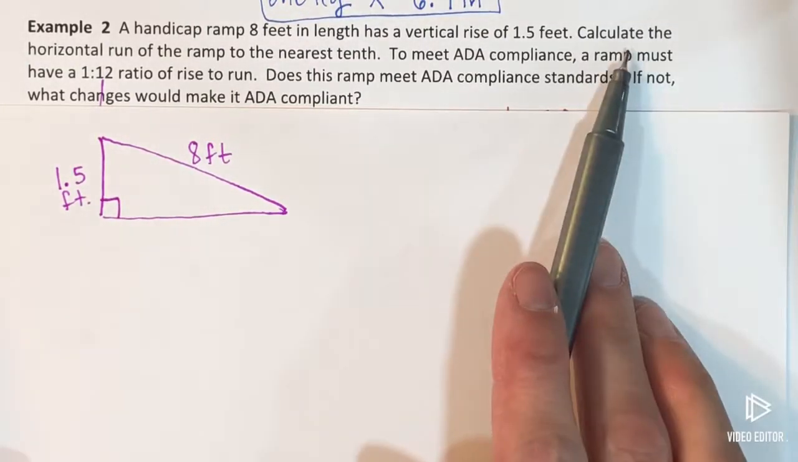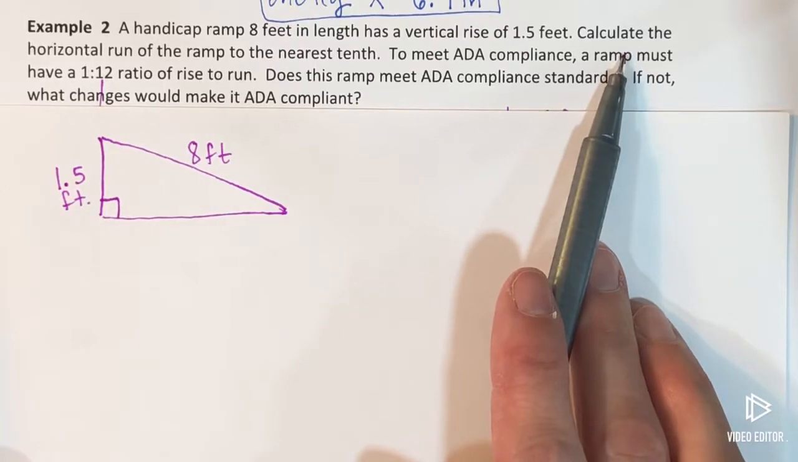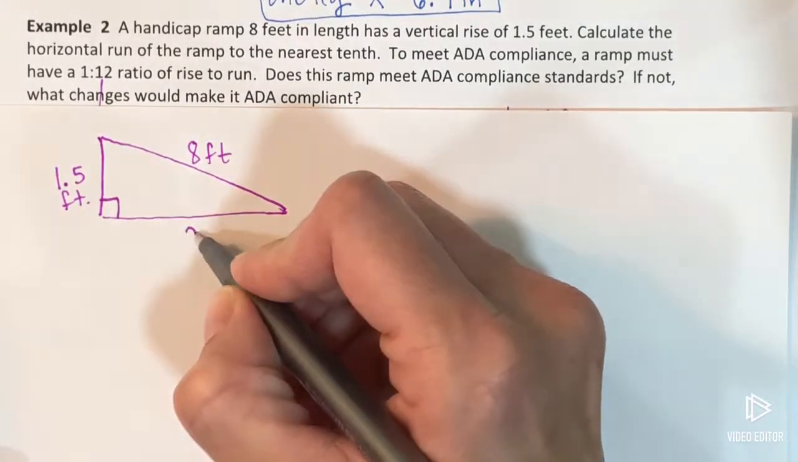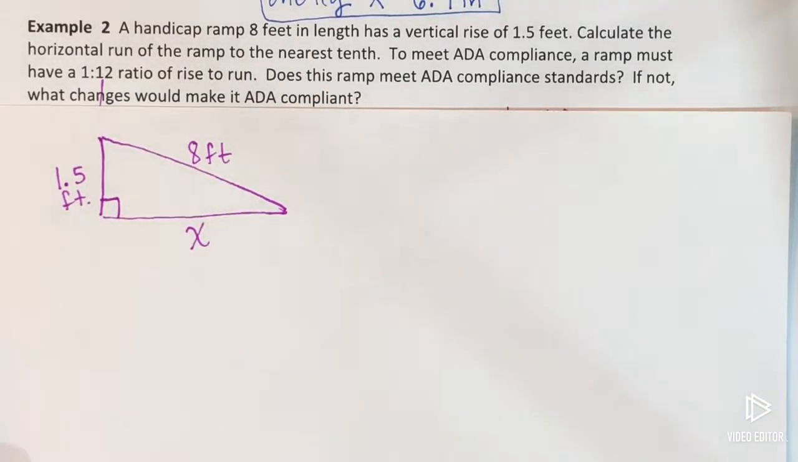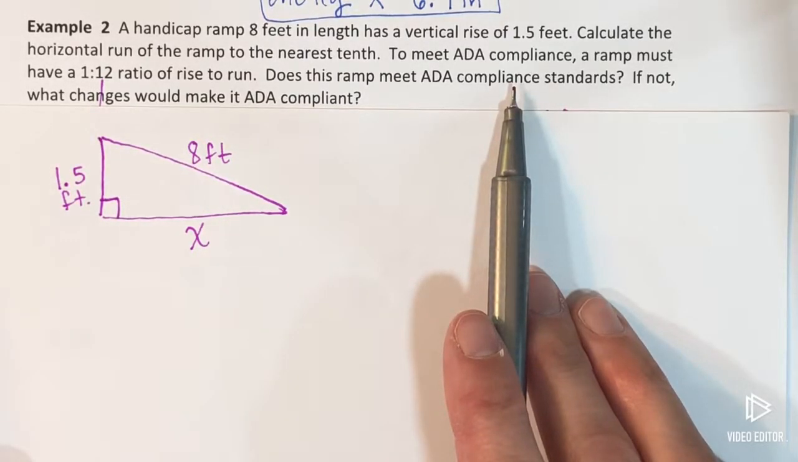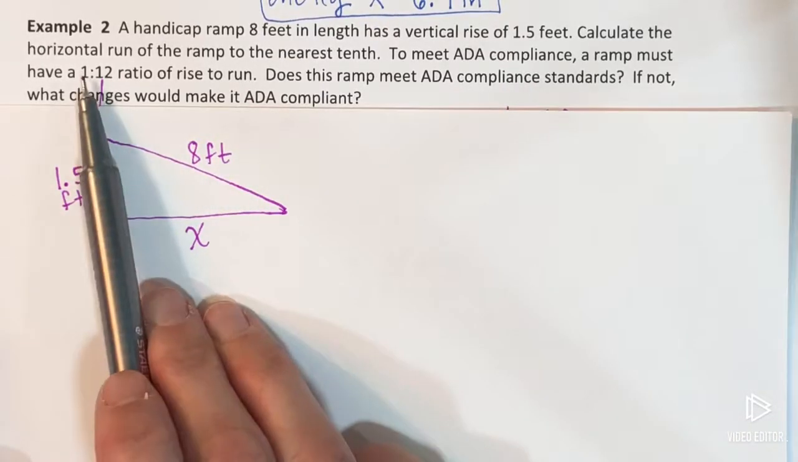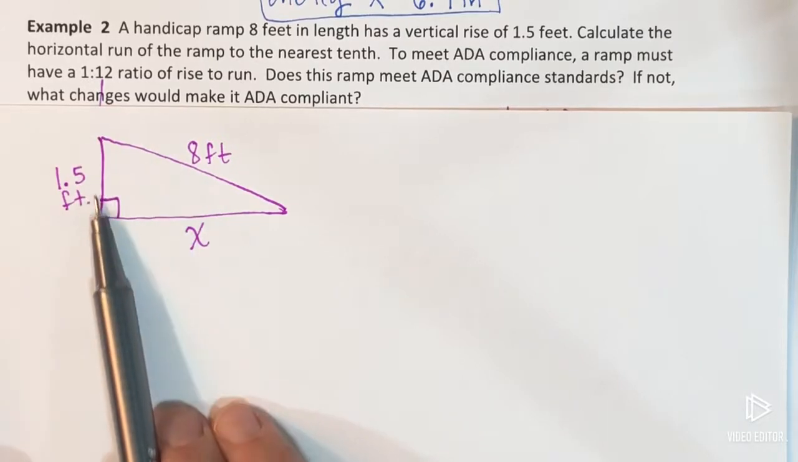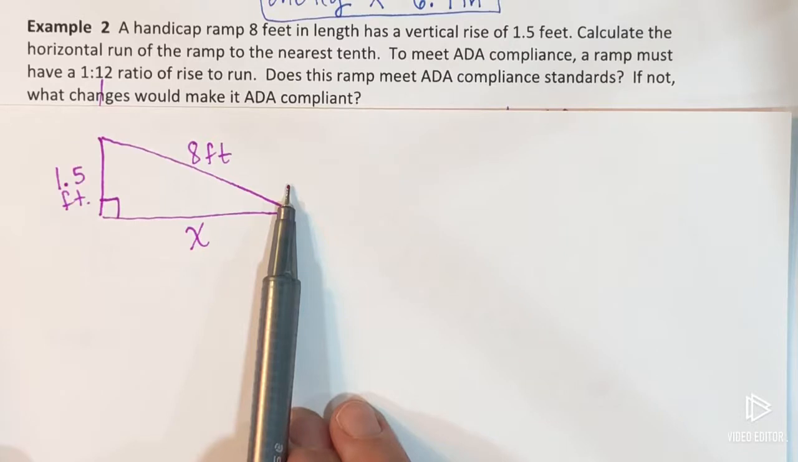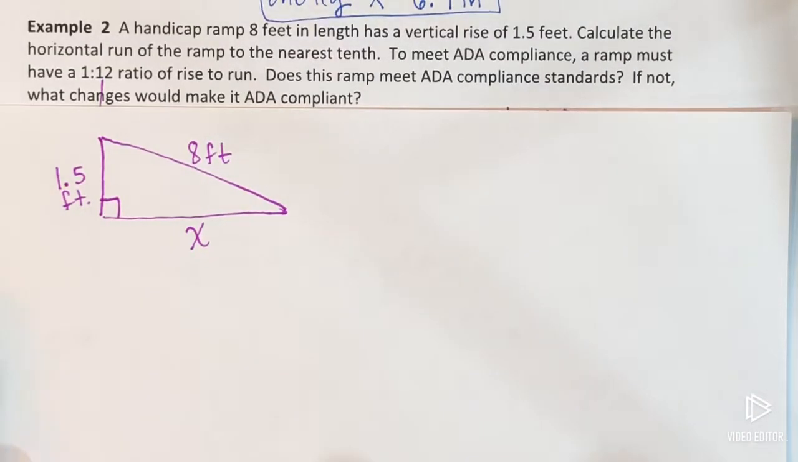Okay, so it says calculate the horizontal run of the ramp to the nearest tenth. So we're looking at this horizontal distance right here that we do not know. So I'm going to call that x. Nearest tenth, in this case we're talking feet, so the nearest tenth of a foot. And then it says to meet ADA compliance, a ramp must have a ratio of 1 to 12 rise to run. So what that's saying is for every foot vertically that it rises, it has to have 12 feet horizontally to make it safe. Okay, so we'll come back to that in just a little bit.